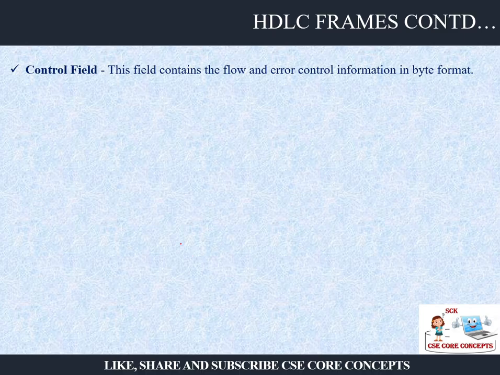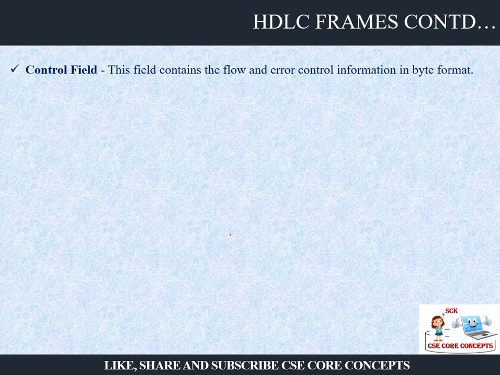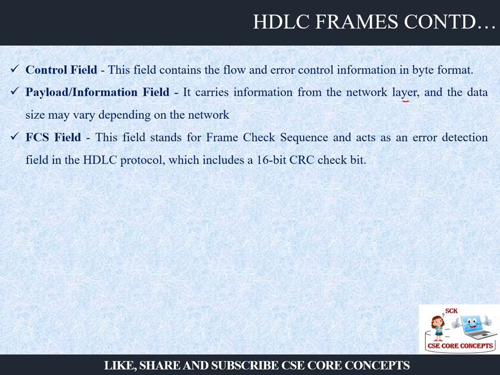The third field is the control field. This gives the flow and error control information in byte format. So any type of flow control, error control, any type of data to check the error, goes in that field. Next is the payload information, which contains the information from the network layer, and the data size may vary depending on the type of the network. All the information which is coming from the previous layer, that is the network layer.